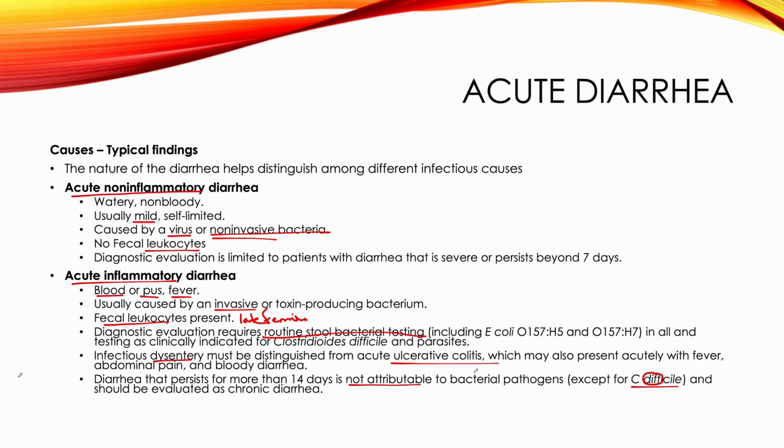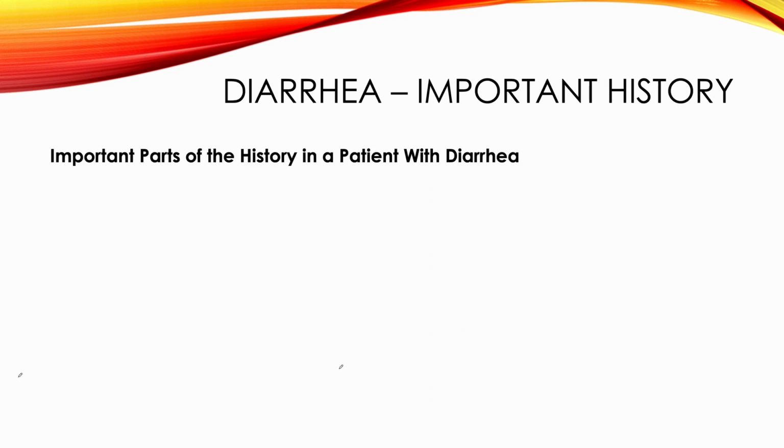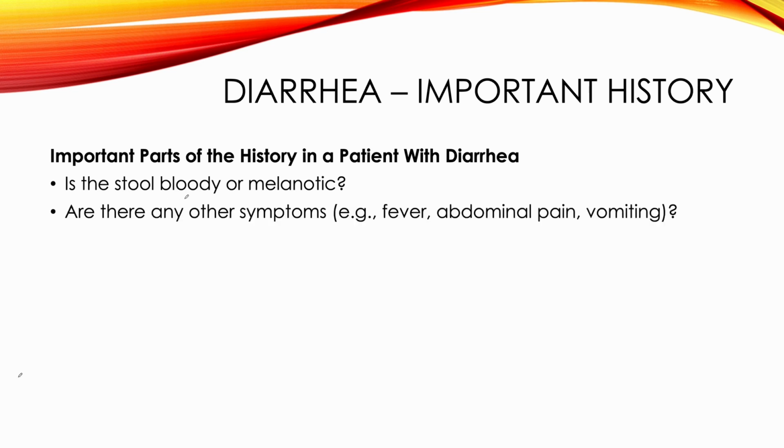And those can be evaluated further. All right, so let's talk about important history, right? We can't diagnose diarrhea without getting a good history. So is the stool bloody or melanotic, right? We want to know. This will help us determine if there's an inflammatory nature to it.